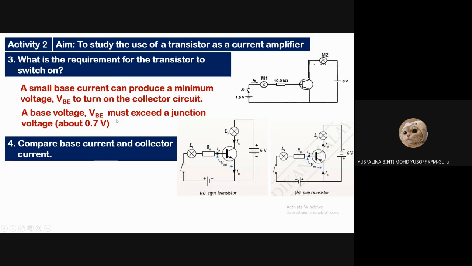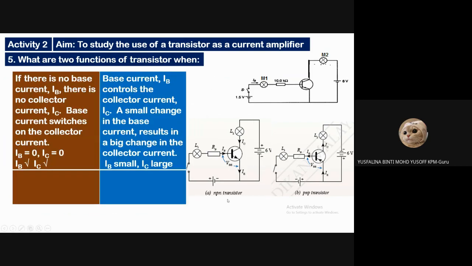Okay, next, compare base current and collector current. So IC is bigger than IB. In a transistor, the base current switches on the collector current. So the base current will switch on the collector current.